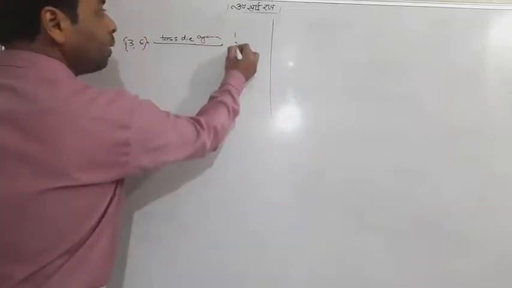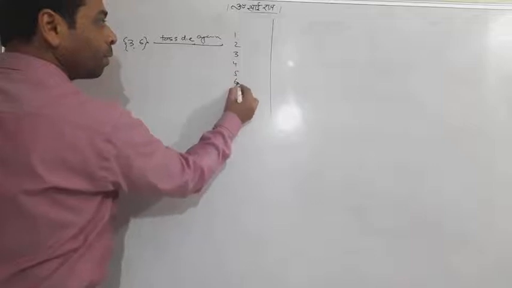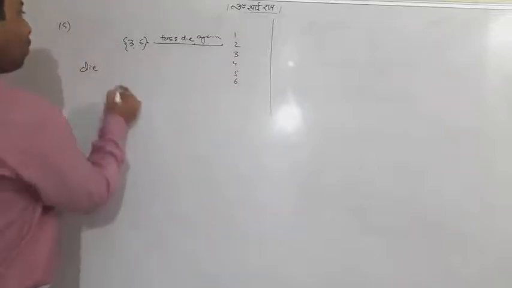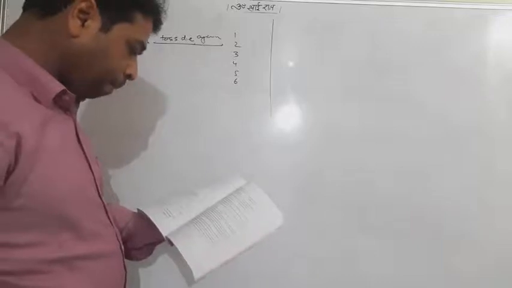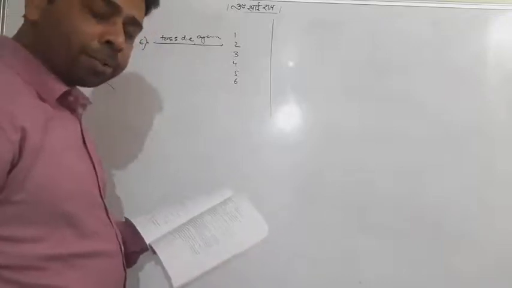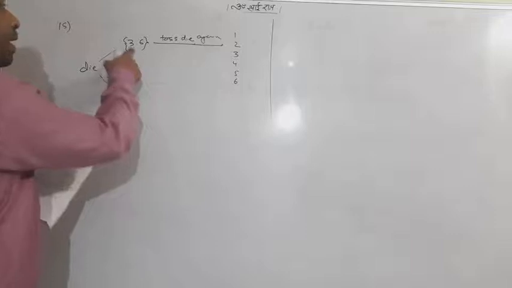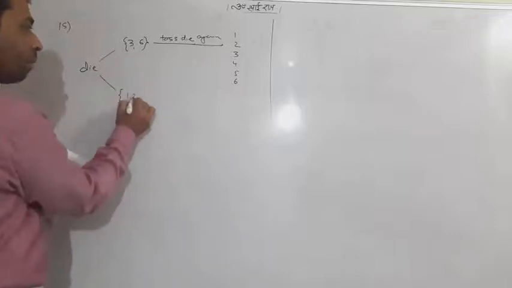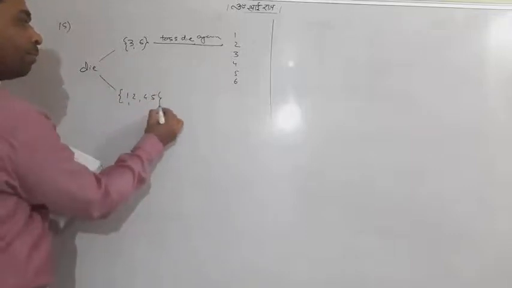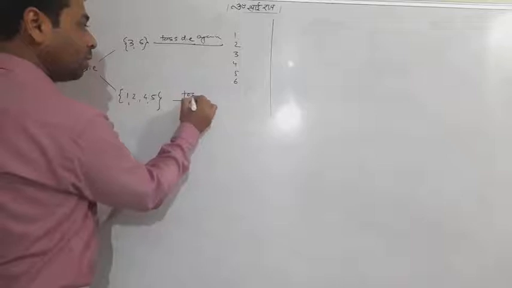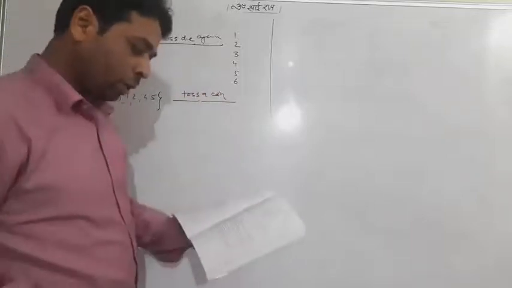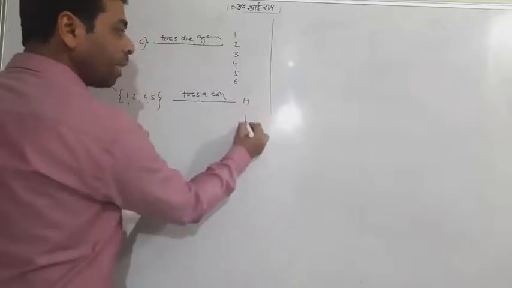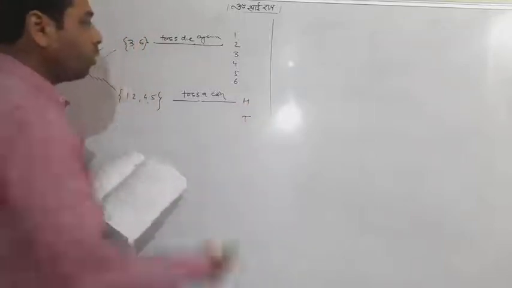So what will happen if the die is tossed again? 1 will come, 2 will come, 3 will come. If any other number comes up, meaning except 3 and 6, so 1 may come, 2 may come, 4 may come, 5 may come, then toss a coin. So what does toss a coin mean? Head may come, tail may come. This is the structure.